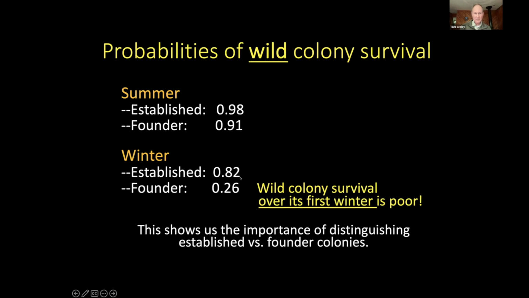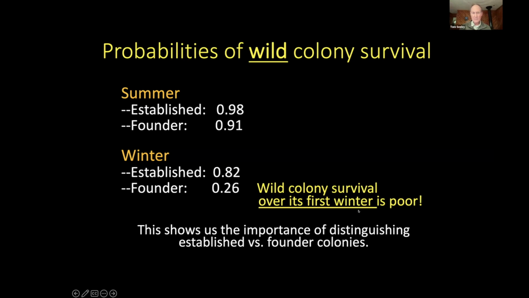They're alive next spring. The ones that really have a tough time are the founder colonies, because many of them have to move into a new site, build combs, amass food. And if they can get established, founding the colony in early summer, they do better. But if it's after June, it's very hard. So the winter colony survival of its first winter is poor.